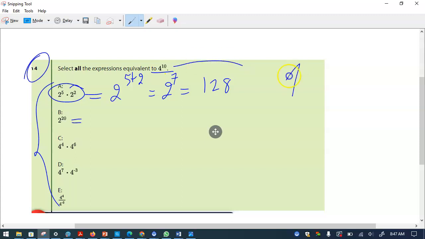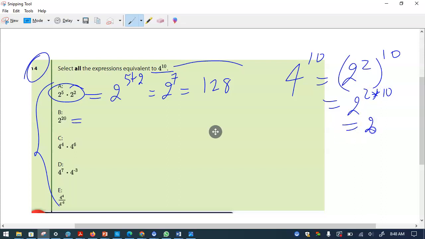So remember 4 raised to 10, we can write it as 2 squared raised to 10, which is 2 raised to 2 times 10, and that is correct. See? So this is correct. What about this one? This is the same as 4 raised to 4 plus 6, which is 4 raised to 10. It is the same thing, so this also is correct.